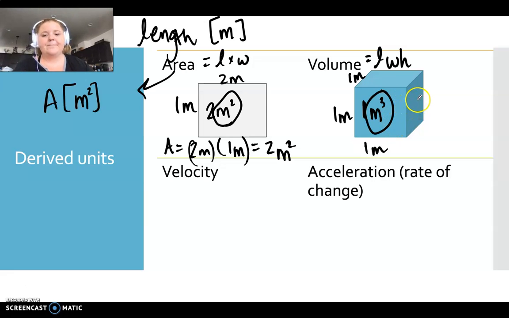So these are a couple of derived units. We can go even to velocity. So remember that velocity is a distance over a time.